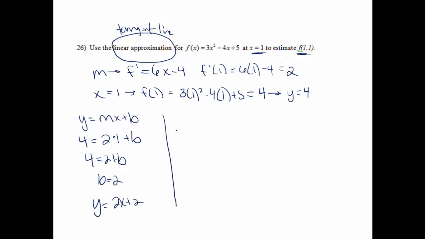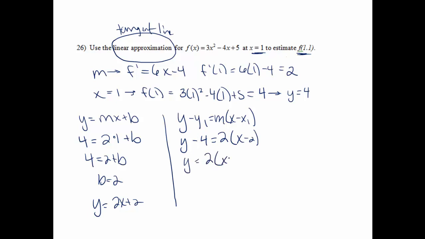Another way I could tackle this problem is to use y minus y1 equals m times x minus x1, which is probably my preferred method for this problem. I'll have y minus 4 equals the slope times x minus 1. And on this one, I just add 4 to both sides. So I'm going to have y equals 2 times x minus 1 plus 4. Both of them give me the equation of my tangent line.